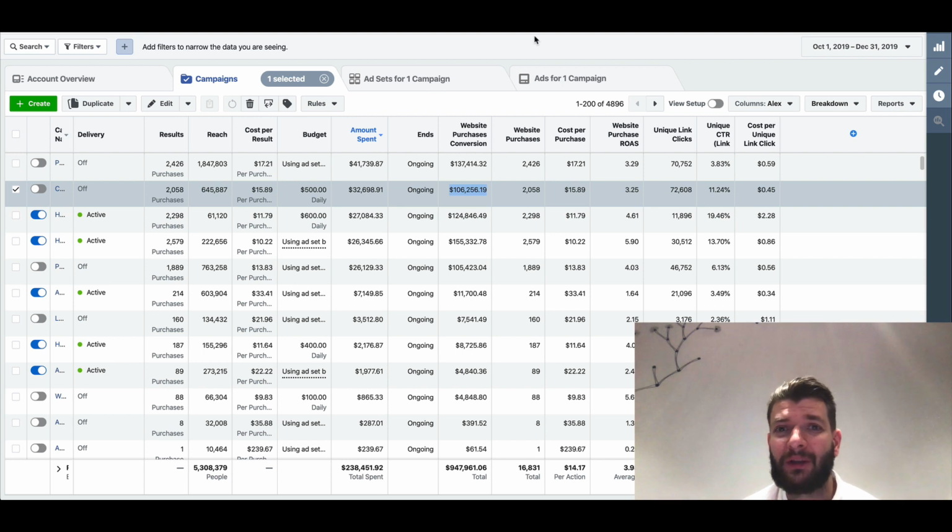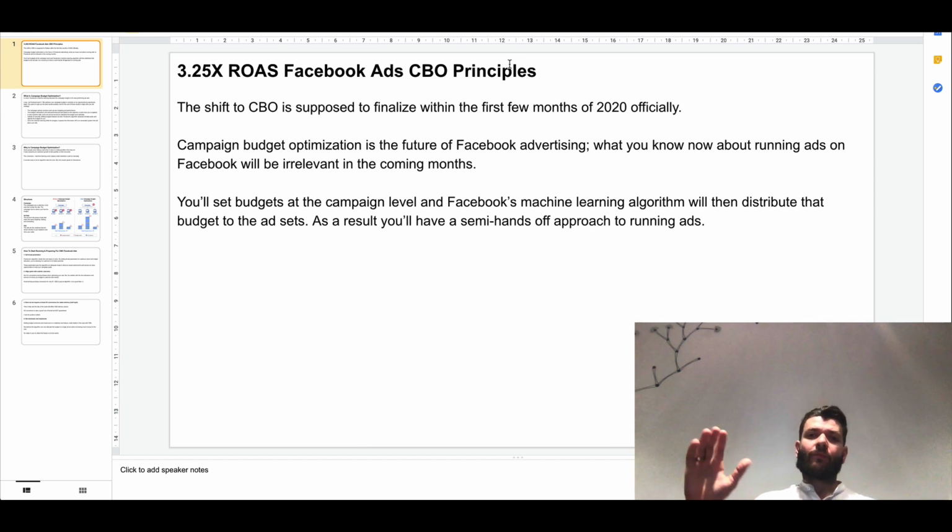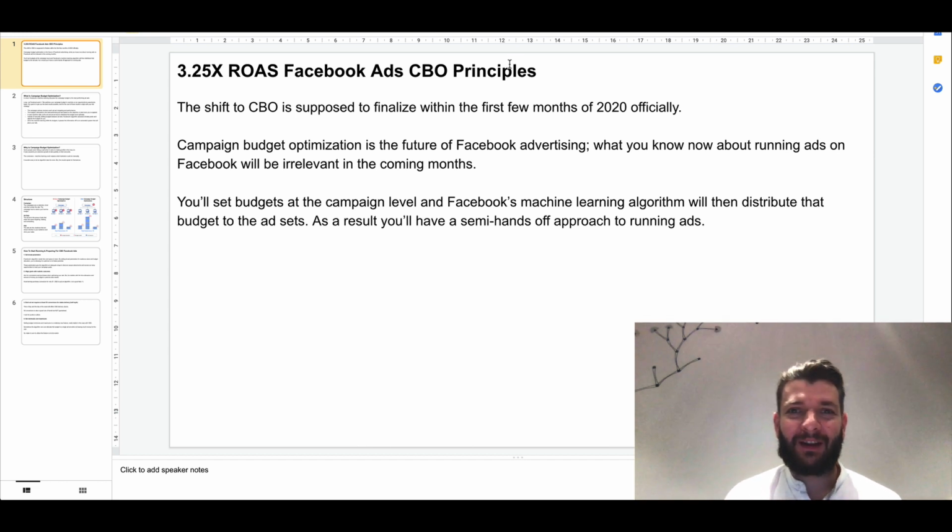I want to show you the major principles and the major considerations when you're launching CBO campaigns, when you're optimizing, and when you're scaling. Now CBO will officially become mandatory for everyone. Facebook says it will be very soon, in February 2020. They've tried to announce it a few times already, so it's not clear whether that will be final, but I think that will actually happen.